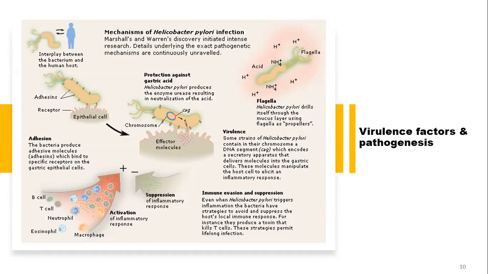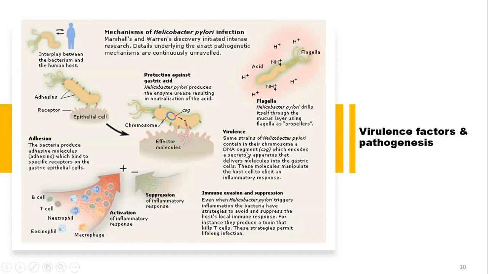of the gastric environment. Apart from that, the organism is highly motile and it has flagella. These flagella give it a drilling motility. So it is able to drill itself through the mucous barrier. So apart from making the environment less acidic, making it alkaline, the organism is actively motile, moving through the mucous barrier.